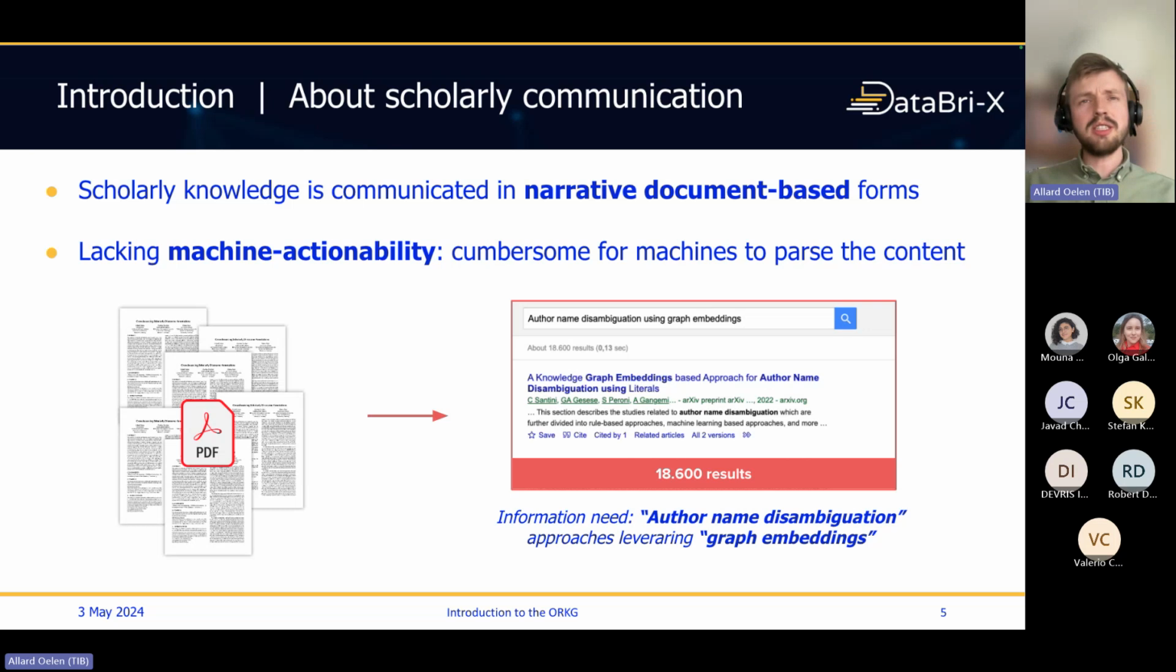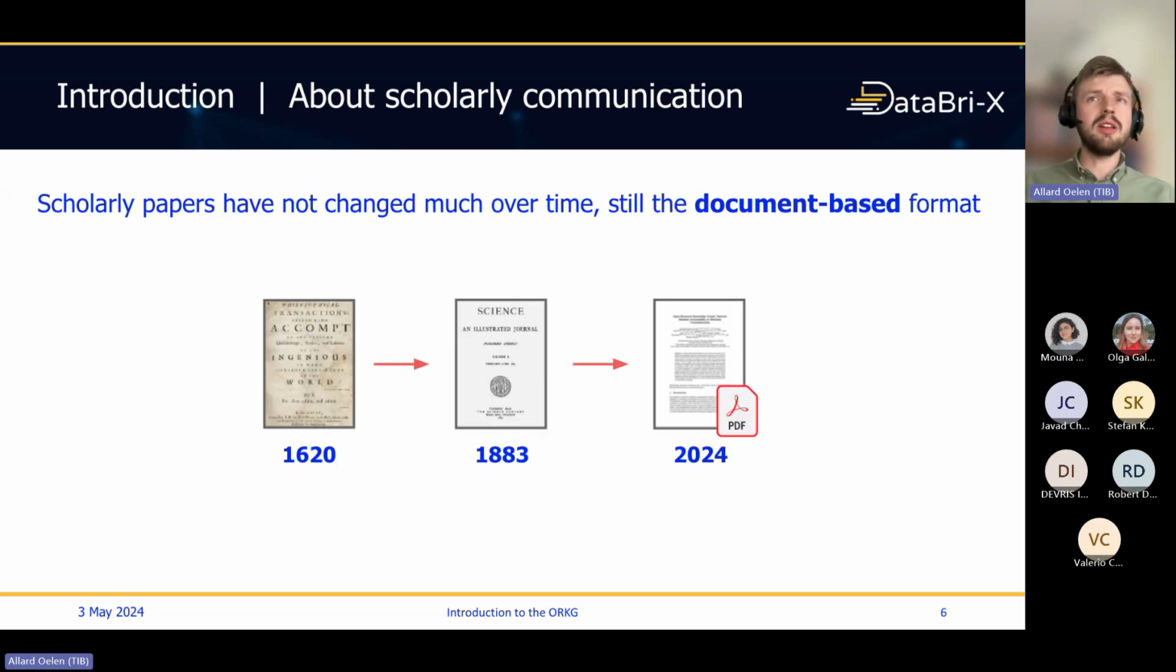And why is this the standard? Well, if we look back a bit, we can see that a paper that was published several hundred years ago still looks remarkably similar to a paper that's published nowadays. Of course, now it's digital, so at least we can access it on our computers, but still the same format is used. It still looks like a paper, just in a digital form. So this is exactly what the ORKG is trying to change.